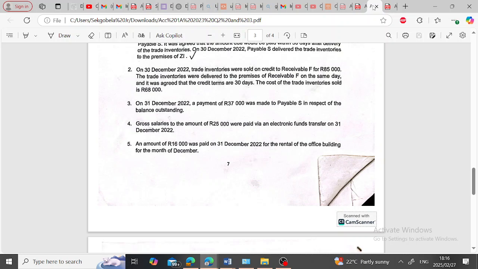Must I repeat, or you guys heard that? You guys are following, you're smart. Cost of sales, debit 68,000. And then the contra account is trade inventories, 68,000. And then for trade inventories, you're gonna credit cost of sales 68,000 because we now have less inventories left.